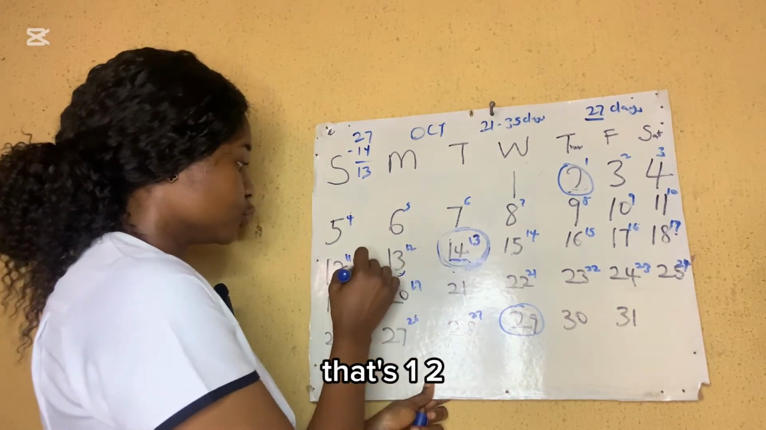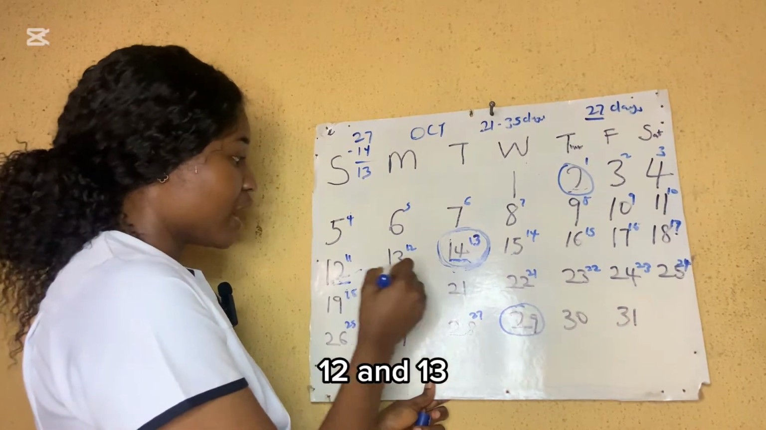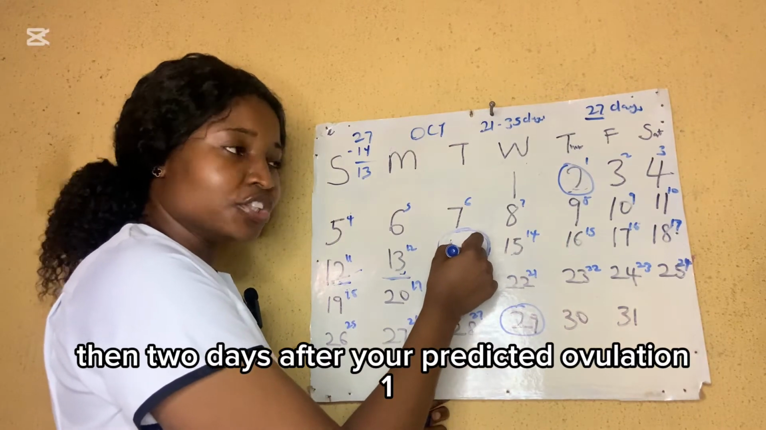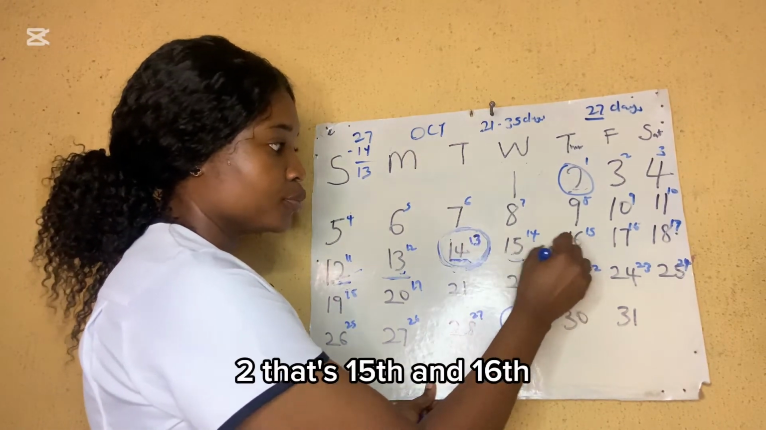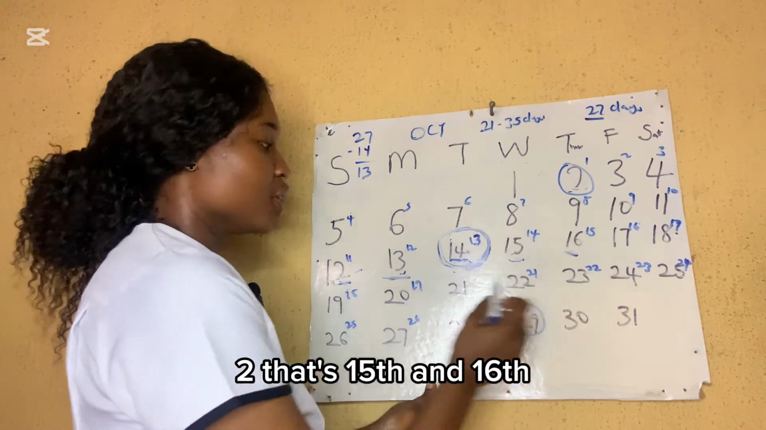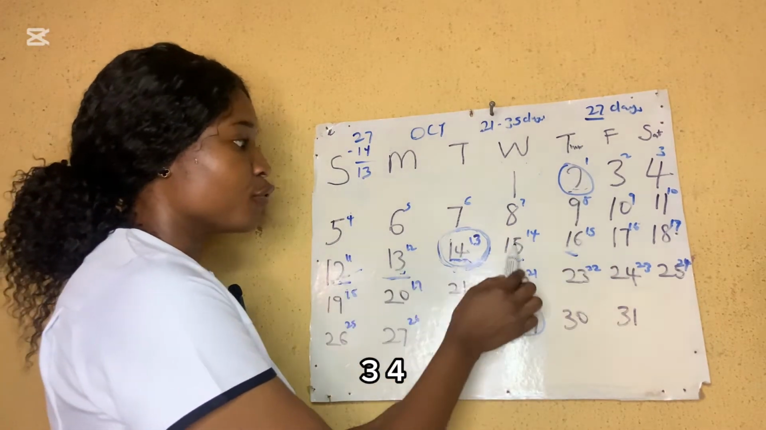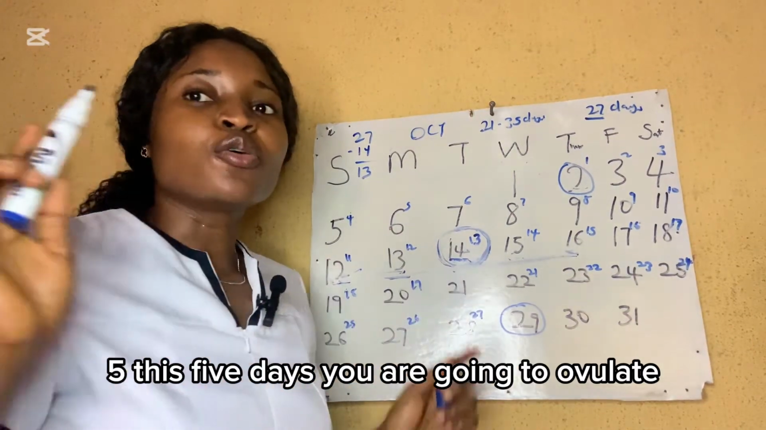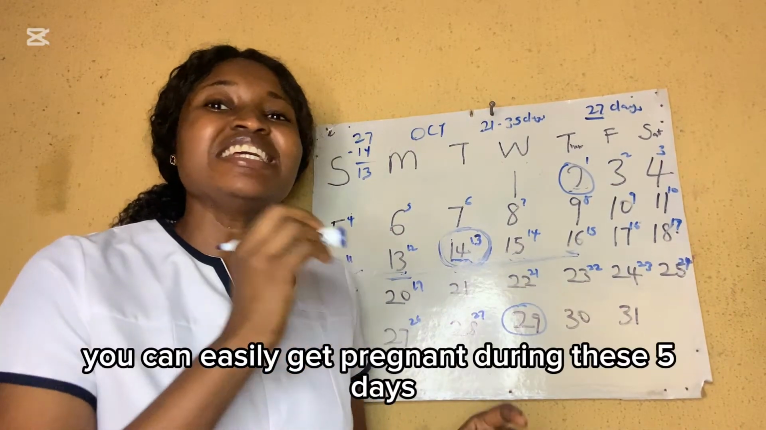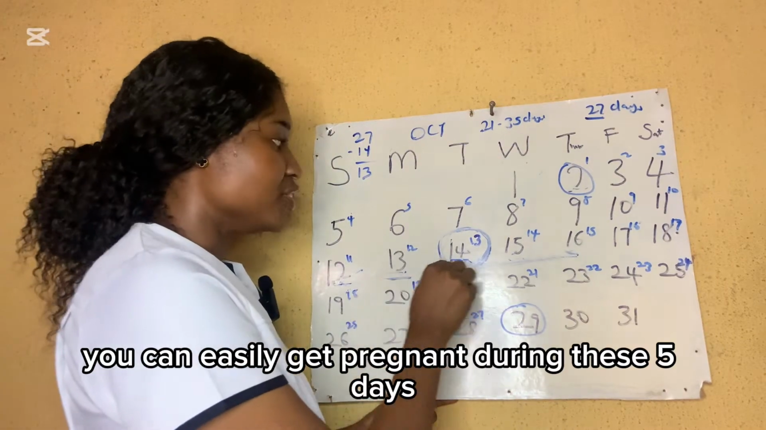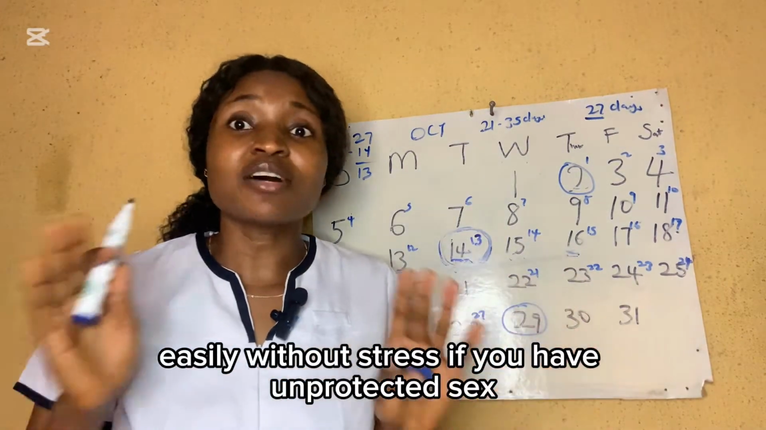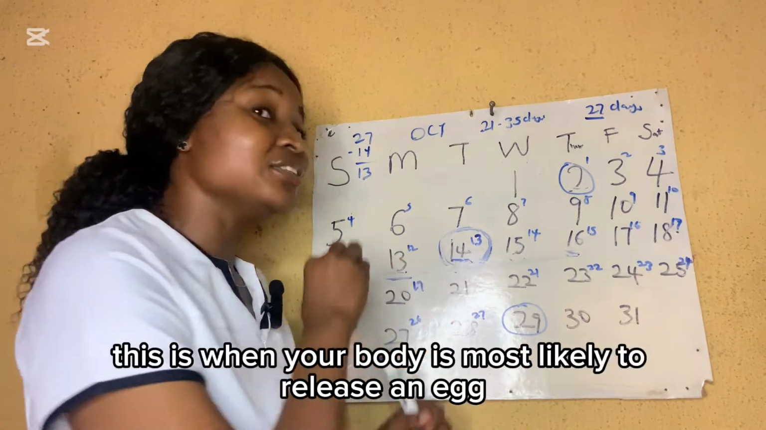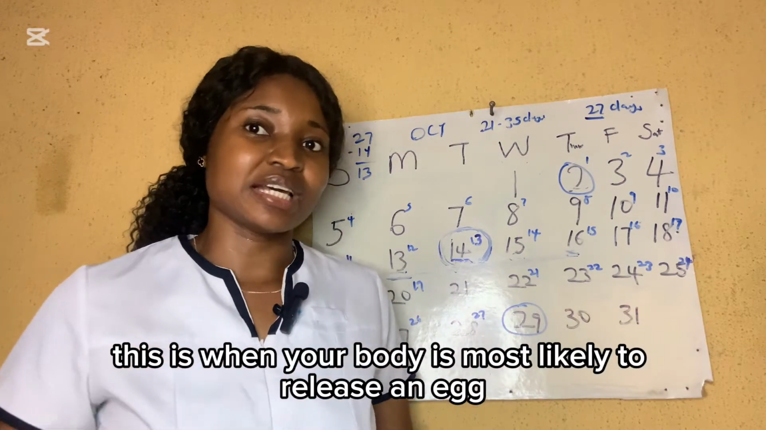That's 12 and 13. Then 2 days after your predicted ovulation, that's the 15th and 16th. So you have 5 days. During these 5 days you are going to ovulate. You can easily get pregnant during these 5 days, easily, without stress, if you have unprotected sex. This is when your body is most likely to release an egg.